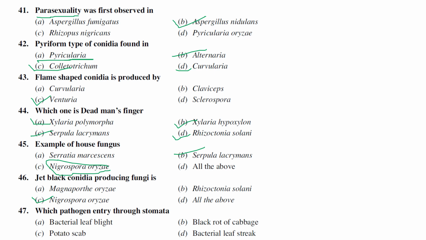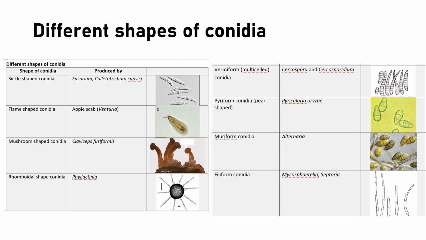Which pathogen enters through stomata? Bacterial blight, black rot of cabbage, potato scab. Black rot of cabbage enters through hydathodes, and bacterial leaf blight of rice also. The bacterial leaf streak pathogen can enter through stomata. So the answer is bacterial leaf streak, D. Now I told you different shapes of conidia, right? Sickle shaped conidia is produced by Fusarium and Colletotrichum. Both produce sickle shaped, half crescent, half moon shaped conidia.